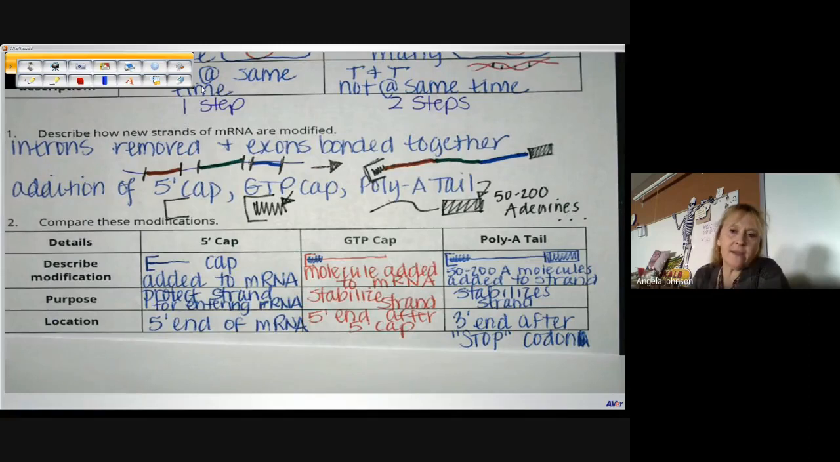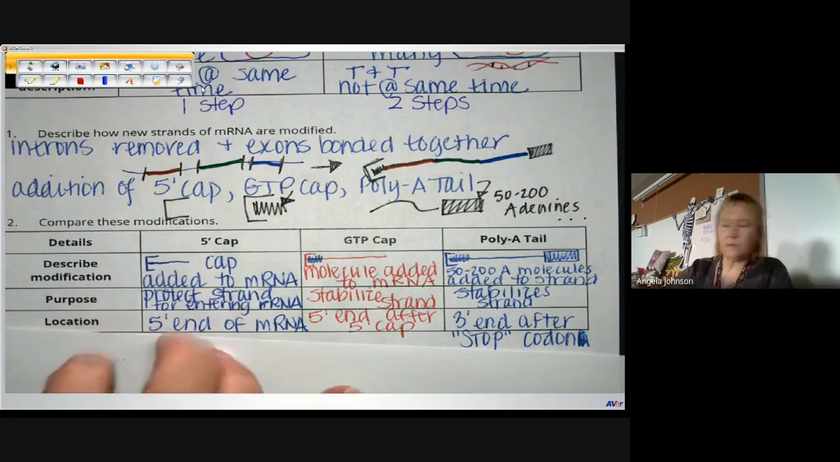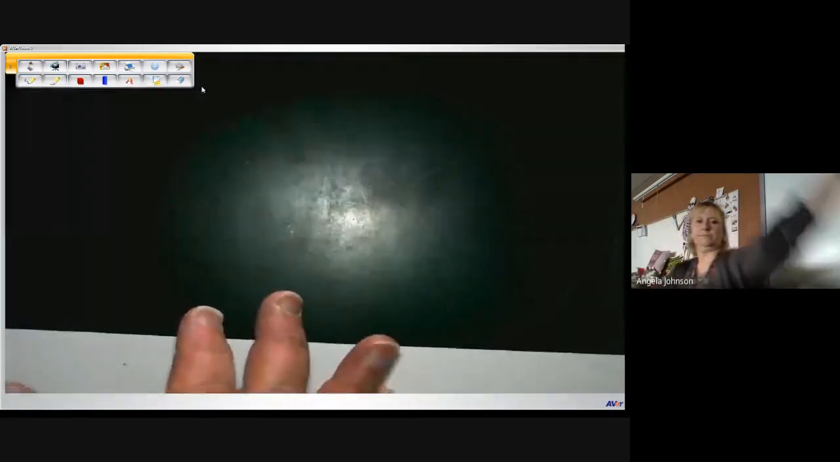Okay, I am recording this, so I'll also put this on Canvas. Oh, I got a headache. Got this, guys? Page 3.